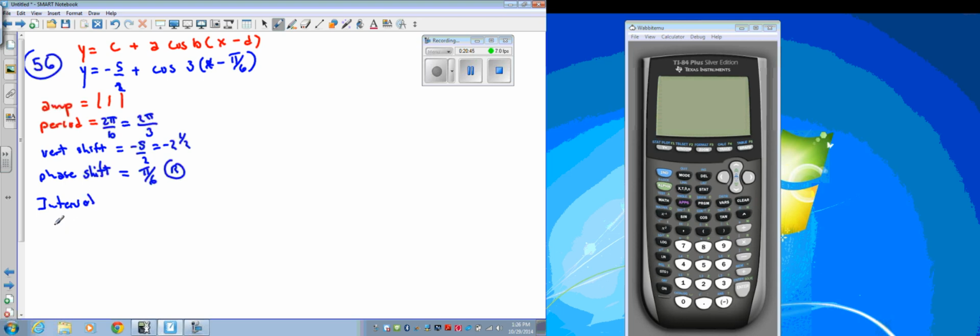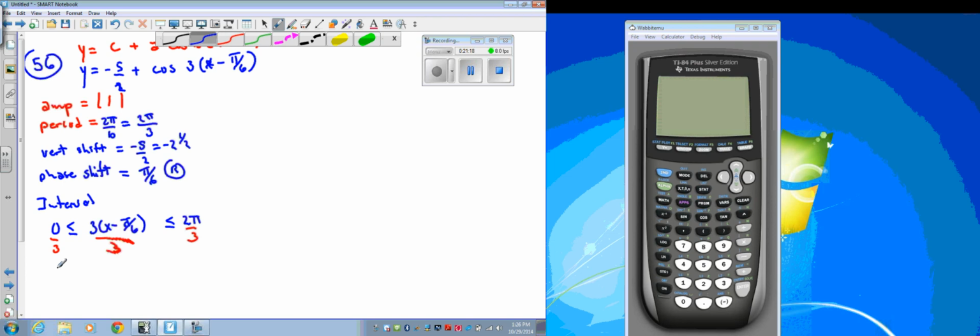In my interval, I'll set up my normal cosine interval, 0 to 2 pi, and then I'm going to put this value in the middle, 3x minus pi over 6, and then I'm going to try to get x by itself, right? So the first thing I have to do is divide by 3. So I can divide this by 3, this by 3, 3 here. So I'm going to go 0 less than or equal to x minus pi over 6, which is less than or equal to 2 pi over 3.